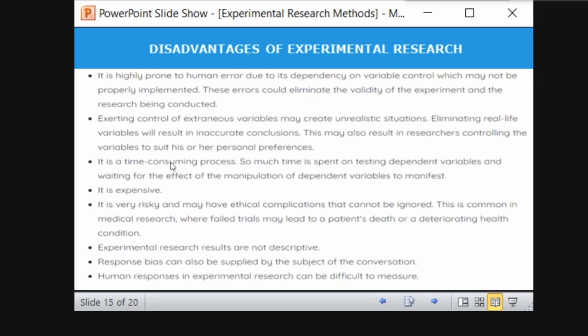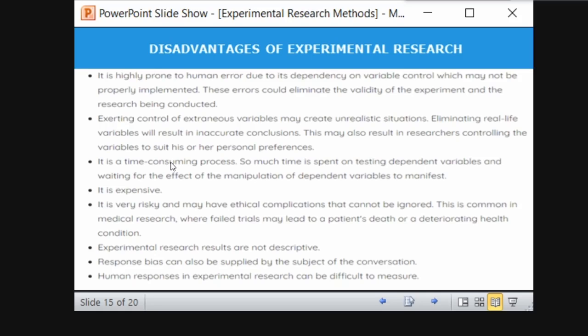So it is a time consuming process, that is true. See, for a student semester examination, I have to wait for a whole semester to find out whether you have studied or not. So it is a time consuming process. So much time is spent on testing. We are testing dependent variables and waiting for the effect of the manipulation of independent variables. It is expensive, that is true.